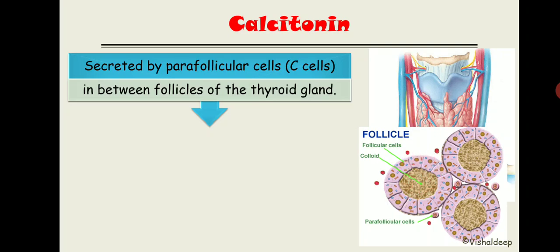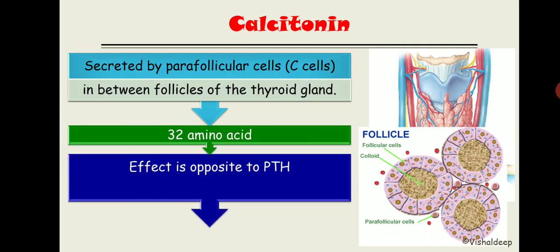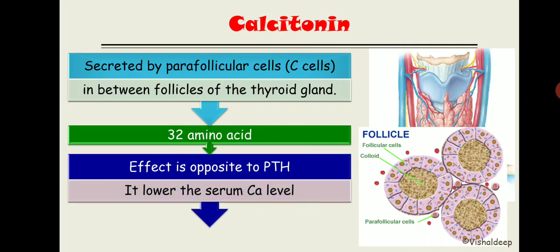Now as far as the calcitonin is concerned, it is a peptide hormone, so it has an amino acid sequence. It has a 32 amino acid sequence, and the effect of the calcitonin is exactly opposite to the parathyroid hormone. It lowers the serum calcium level.